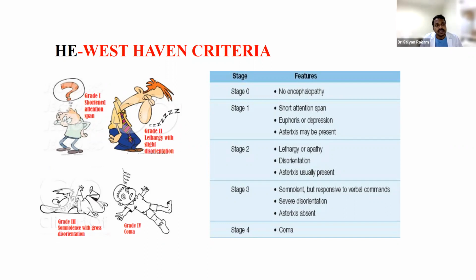In stage 1, the patient will have a shortened attention span. In stage 2, the patient will be lethargic with slight disorientation. In stage 3, the patient will be somnolent with gross disorientation. Stage 4 is coma. So the bedside nursing sister should always keep an eye on and monitor the hepatic encephalopathy, the CNS status of this patient. Whether the patient is in stage 1, stage 2 or stage 3, they should always keep monitoring the stages. And if there is any worsening of the clinical neurological stage, that should be immediately notified to the concerned doctor.